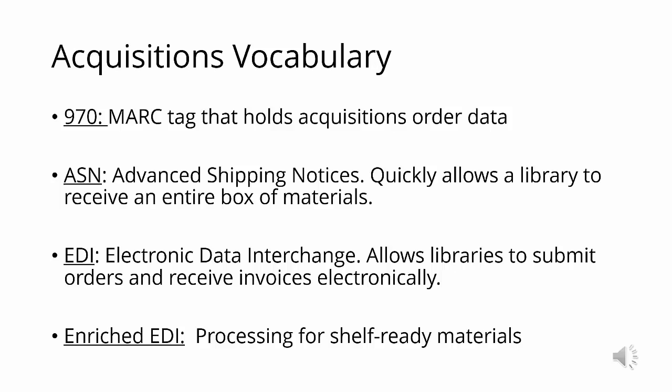ASN stands for Advanced Shipping Notices. This allows a library to receive an entire box of materials by scanning a barcode on the outside of the box. EDI stands for Electronic Data Interchange. EDI allows libraries to submit orders to suppliers electronically through Polaris, and suppliers to send invoices directly to Polaris when orders are shipped.